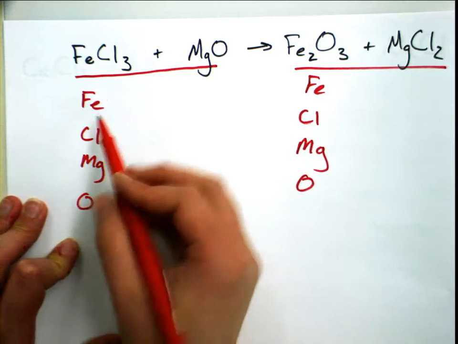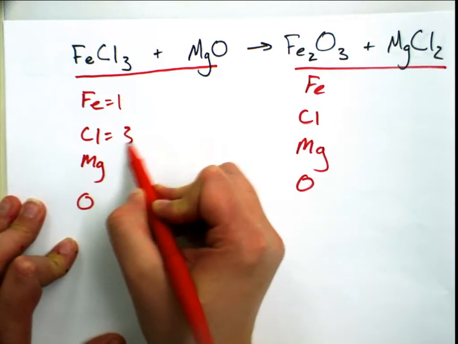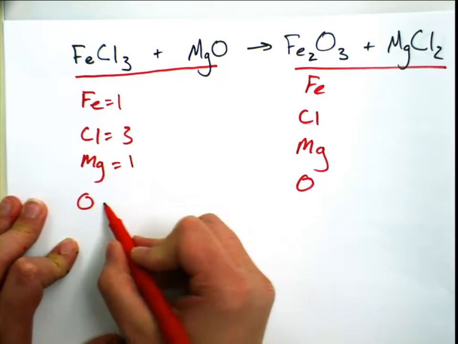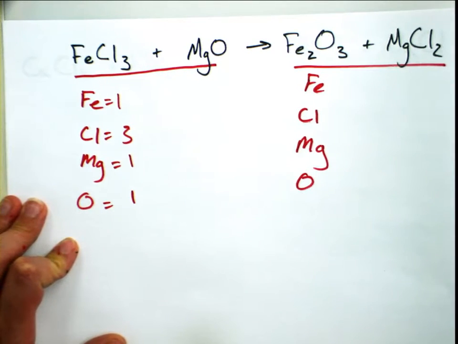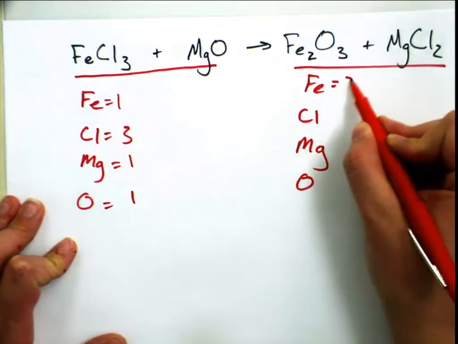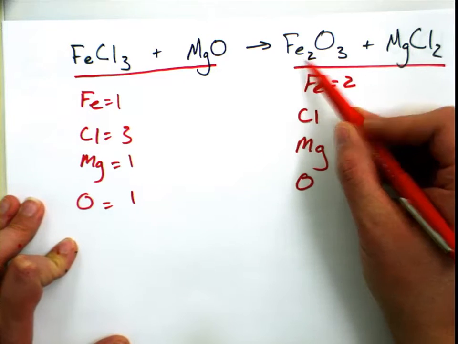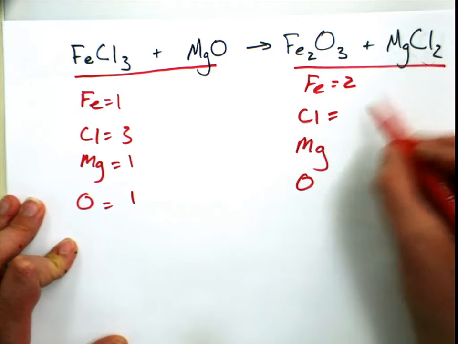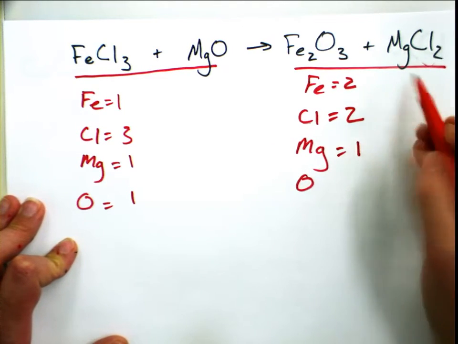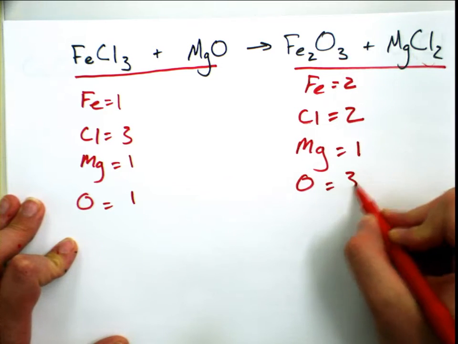On the reactant side, we have 1 iron atom, 3 chlorine atoms, 1 magnesium, and 1 oxygen. On the product side, we have 2 iron from the subscript 2, 2 chlorine from the subscript 2, 1 magnesium, and 3 oxygen.